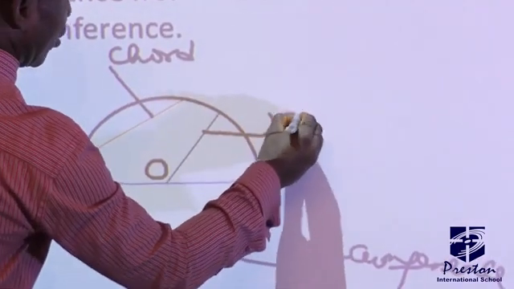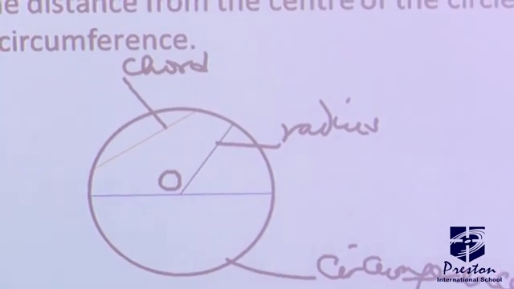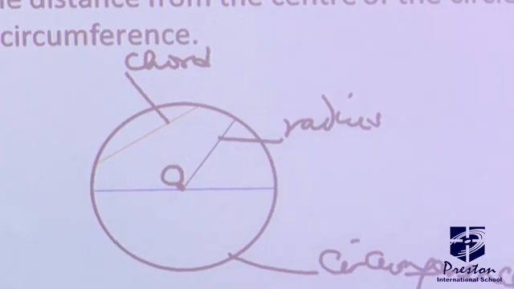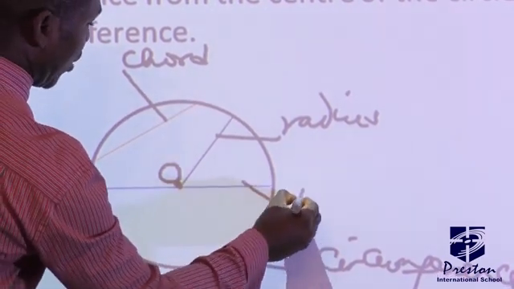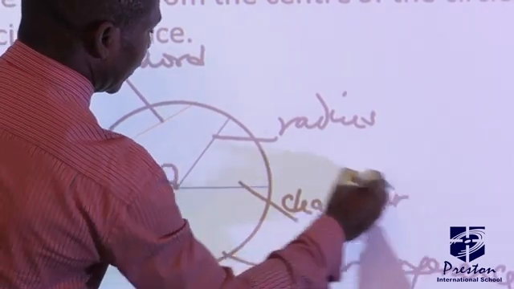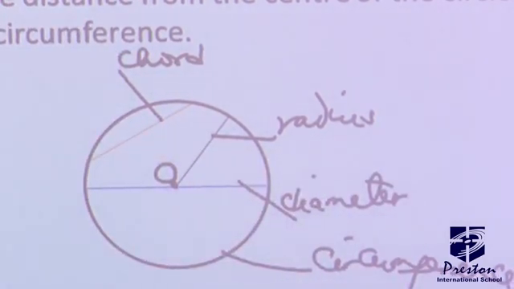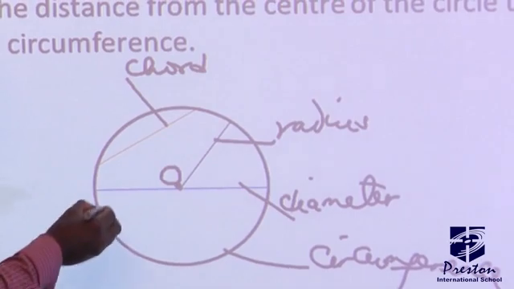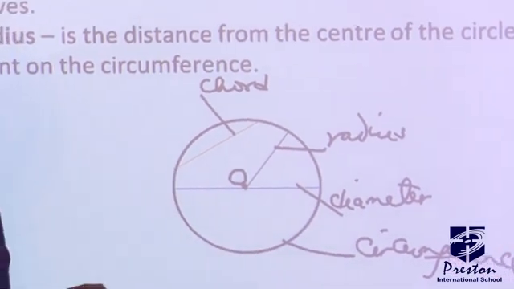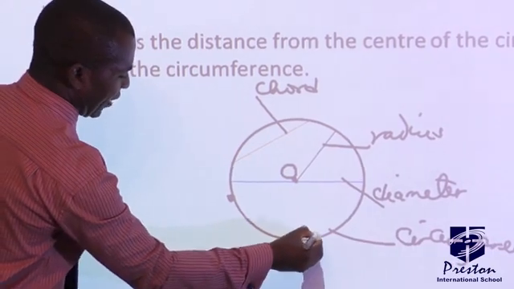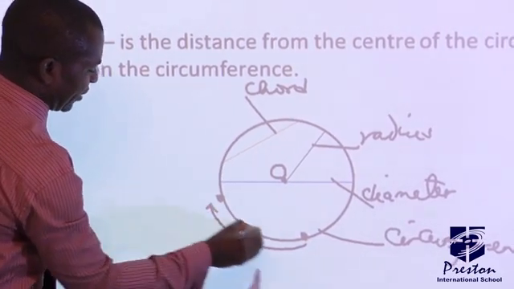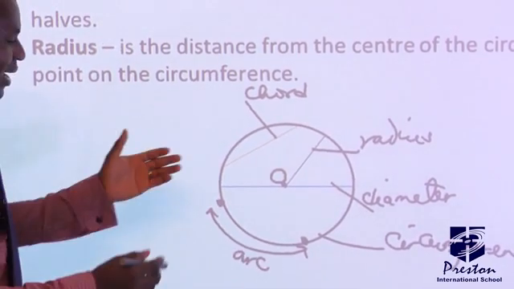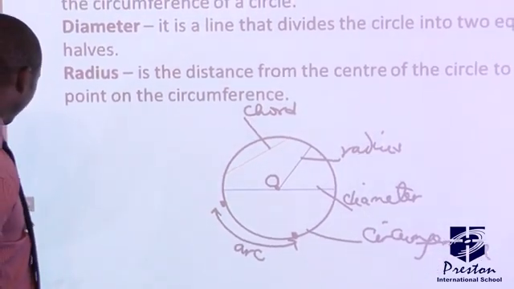And this is called the radius, the distance from the center of the circle to any point on the circumference. And we also have this line which we call the diameter. Now the diameter is a line that divides the circle into two equal halves. Then lastly, the distance between any two points on the circumference is what we call the arc. So these are major parts of the circle that you need to know.